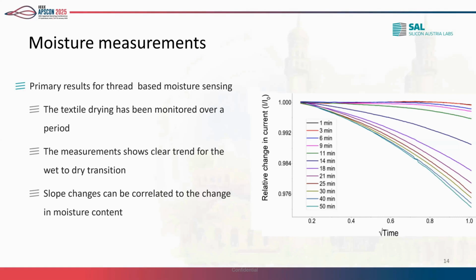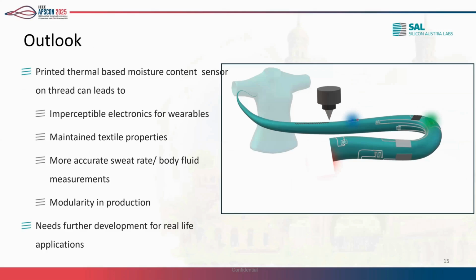If we measure the slope of these curves, this can be directly correlated to the moisture content within the textile. So this is the outlook. Mostly it's a feasibility study, and this would lead to more imperceptible sensing with maintained textile properties for more accurate body fluid measurements.